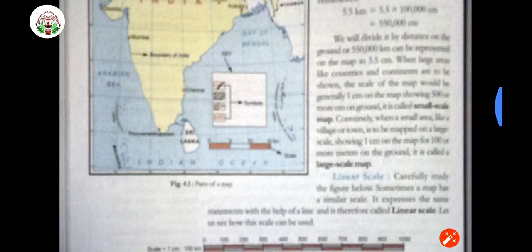In any map you see, at the last corner the scale will be mentioned, so that it will be easier for you to understand how much distance on the ground is covered by 1 centimeter on the map. It can be 1 centimeter taken as 5 kilometers on the ground, like that it is going to be taken.